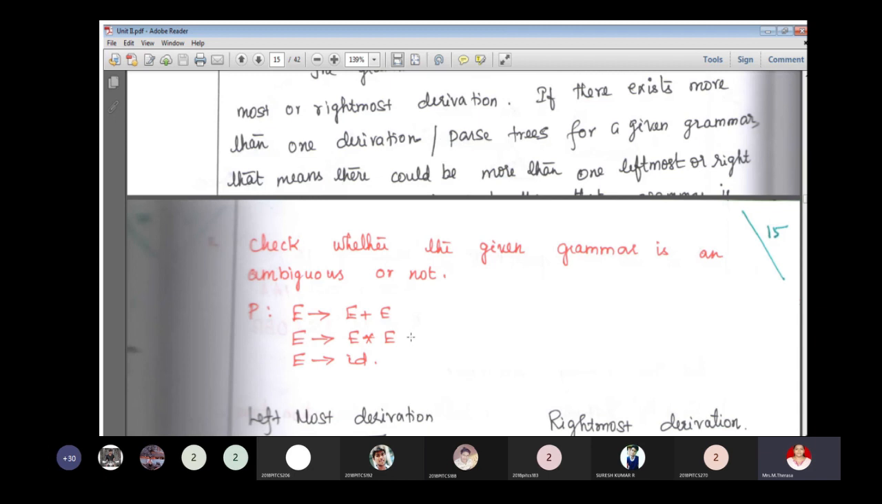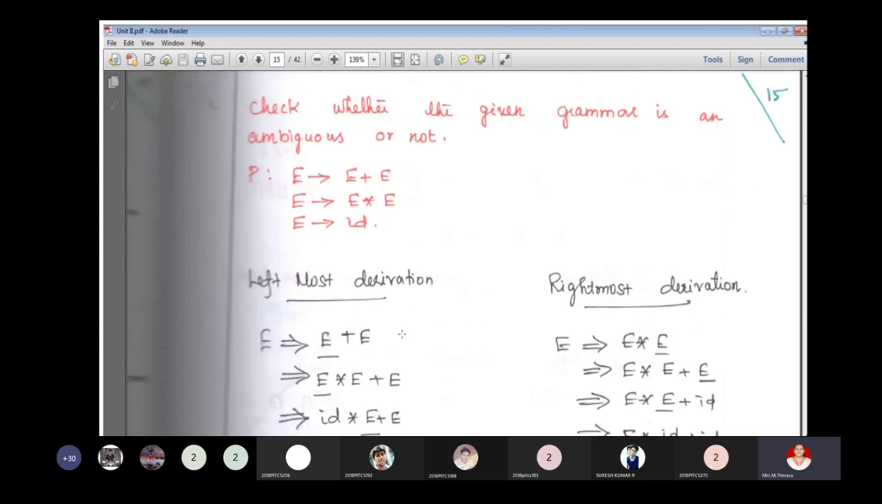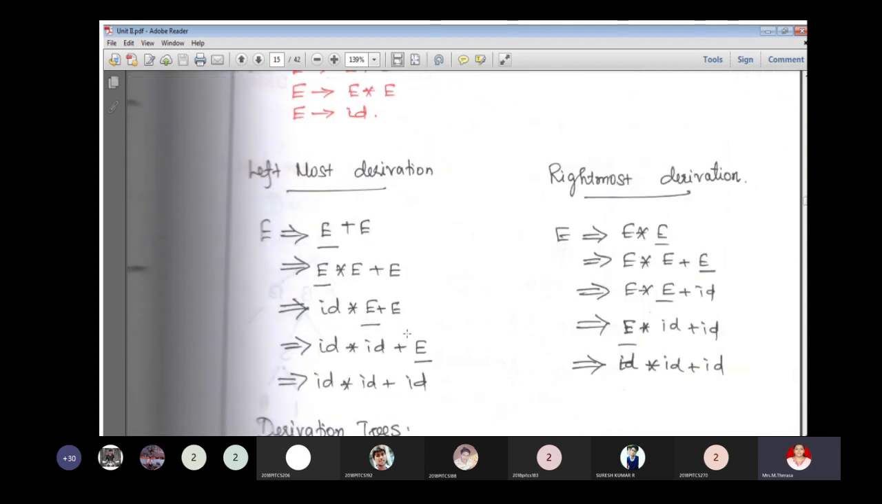Check whether the given grammar is ambiguous or not. You are given an expression grammar: E tends to E plus E, E tends to E star E, E tends to ID. Let's do leftmost derivation and rightmost derivation. Suppose you want to derive ID star ID plus ID. You take E tends to E plus E initially. Then this E is replaced with E star E. Again, this E is replaced with ID, another E is replaced with ID, and another E is replaced with ID. At last, the string which we have derived is ID star ID plus ID.